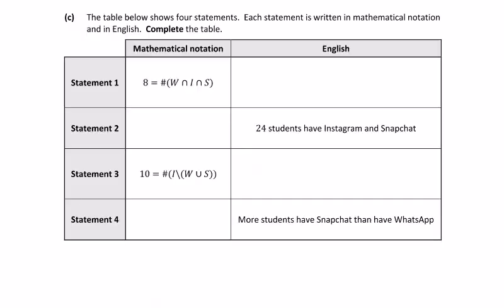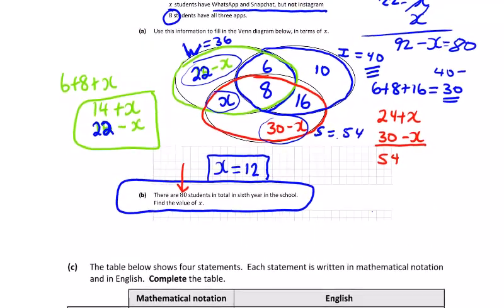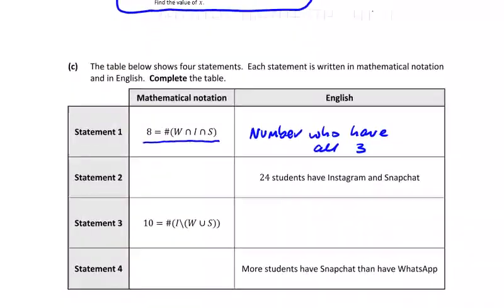In this question, it's based on the previous one. We're asked to fill in the missing blanks. 8 is the number of students who have all three. You should be able to read these statements. Number who have all three. We'll just go back and check that now. Have 8 got all three? You can see in the middle they do.